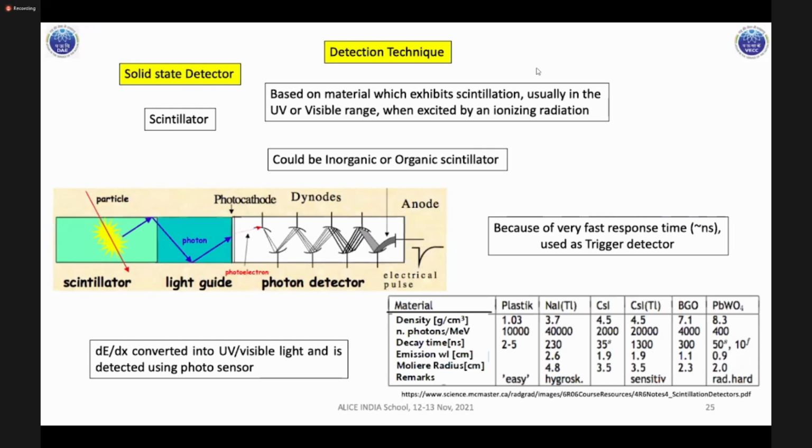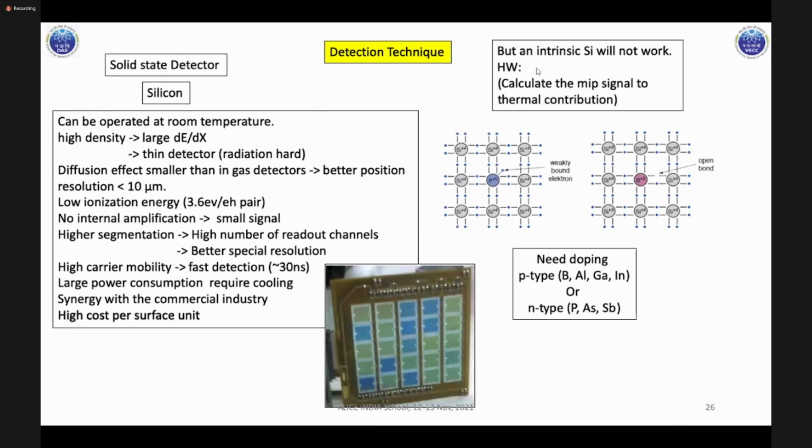And there are many types of scintillators, for example plastic, sodium iodide, and so on. Among these, the most common scintillator in our field is the plastic scintillator. Of course, lead tungstate is also there. If you understand this scintillator, let us go over to the next one, which is silicon. What is silicon?